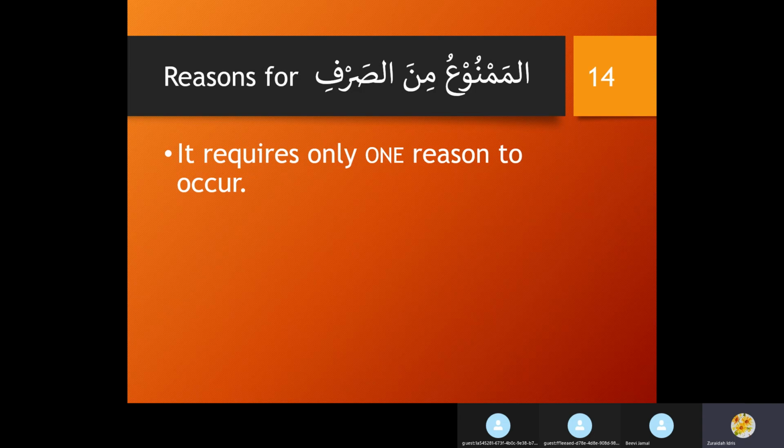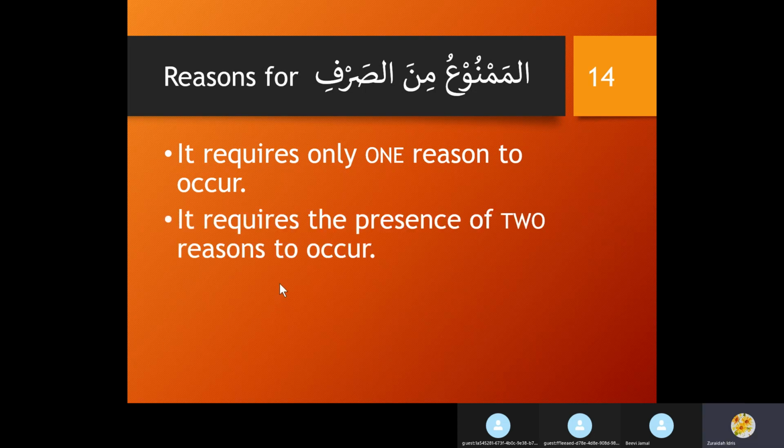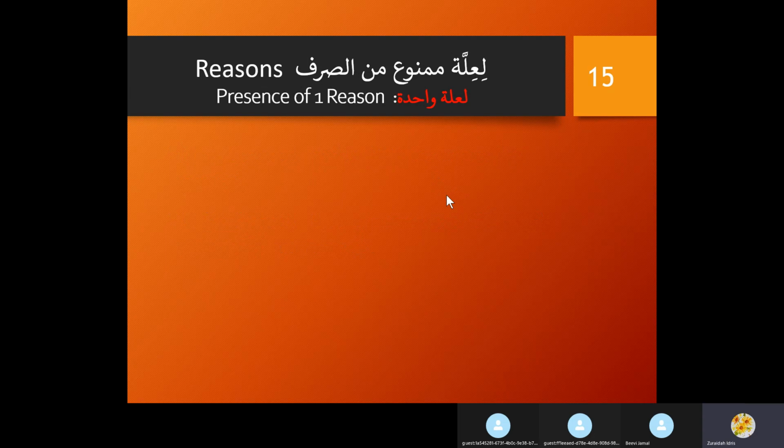There are two classes of partly flexible isims. The first class, you only require one reason for it to be partly flexible. Just one reason. The second class, you need two reasons for it to occur. The first class, one reason. The second class, two reasons. Now, what in heaven's name do I mean? So if it's one reason, we're looking at this sort of situation.